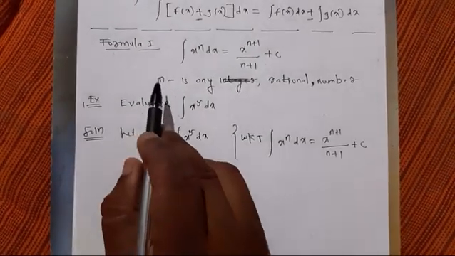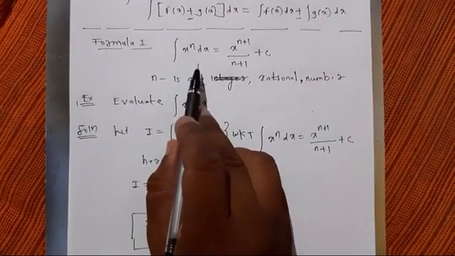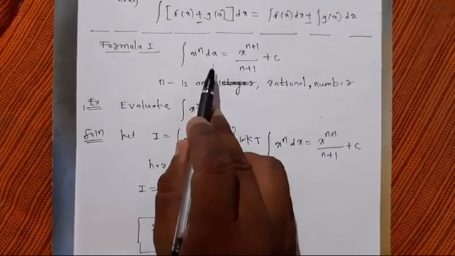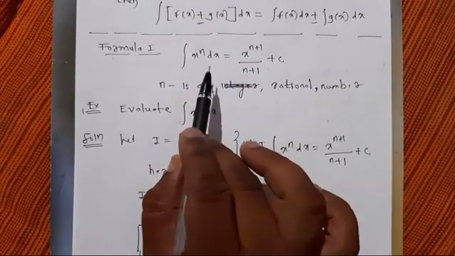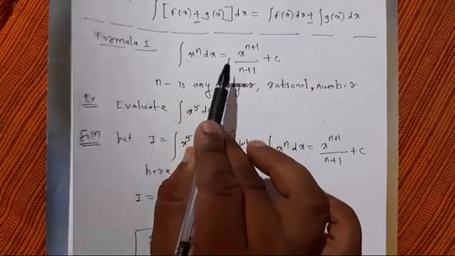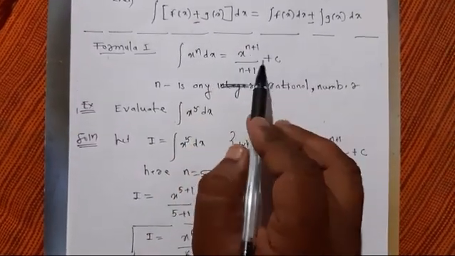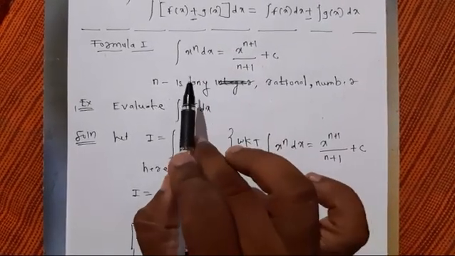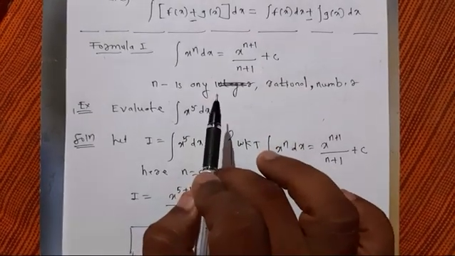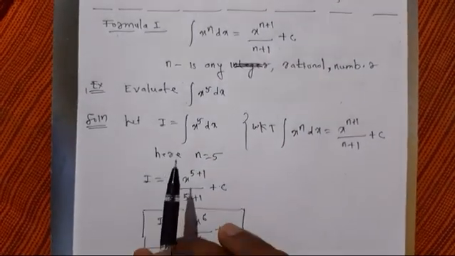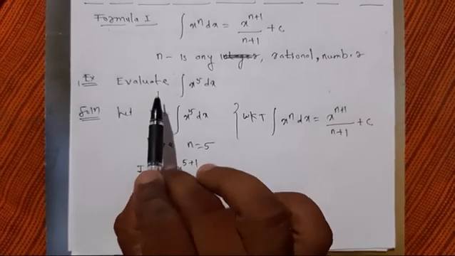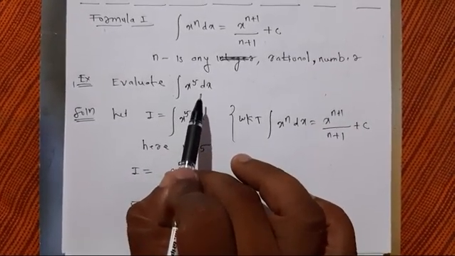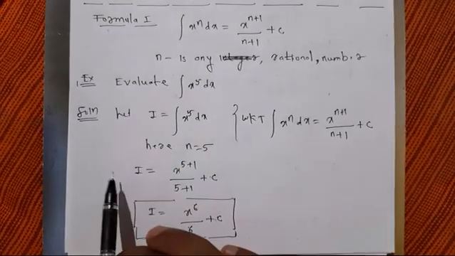Now we'll see formulas one by one and we'll solve examples based on each formula. The first formula is integration of x raised to n into dx is given by x to the power n plus 1 upon n plus 1 plus c, where n is any rational number. Now we'll take a simple example. Evaluate the integration of x raised to 5 into dx.